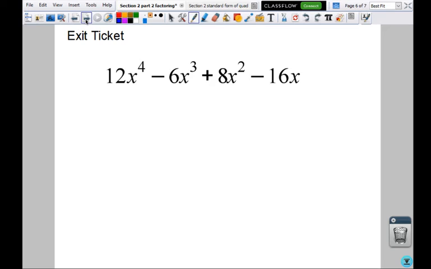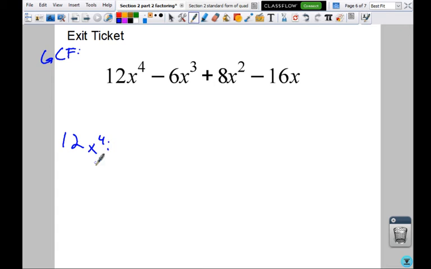Wait, we're doing exit ticket now? Yep, exit ticket. Alright, for your exit ticket, find your GCF and factor it out. This one is a little different because there are 4 things. So we have to figure out what's the GCF of all 4 of these, which is fine. You can do that. It's just a little more work. So don't forget, if you're not sure, make your list.